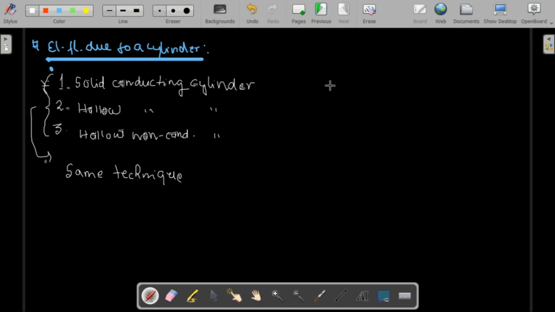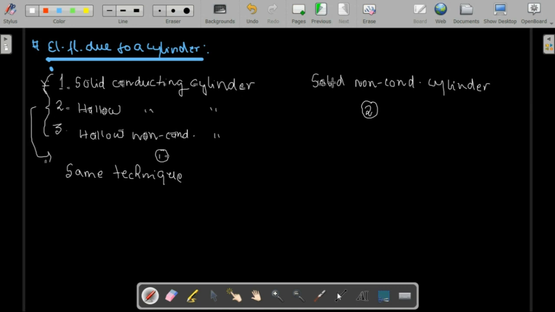On the other hand, if someone tells you it's a solid non-conducting cylinder, then the technique is different. This is different. So we're going to do two techniques. This is the first technique and this is the second one.